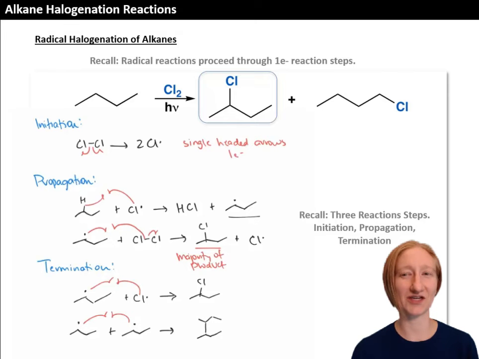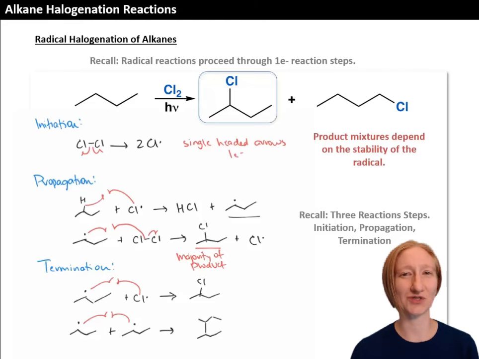Then finally, in the termination step, two radicals come together to form a non-radical product. Here I've drawn the combination of the alkyl radical and the chlorine radical to form the alkyl chloride, and the reaction of two alkyl radicals to form an alkane. Remember that there are many other termination steps that we could also have drawn here. And although we only looked at the steps to form the secondary alkyl chloride here, the same set of steps occur to form the primary alkyl chloride. And in these reactions, both products form, and the ratio of the products depends on the stability of the radical.